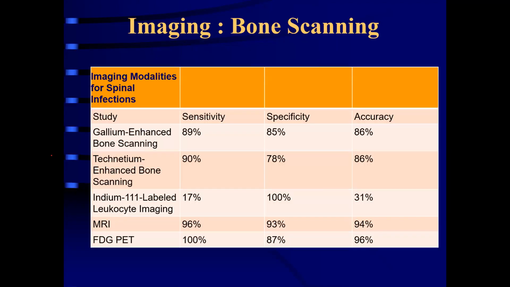So, these are the imaging modalities and the accuracy of this imaging. You can see that MRI has 96, 93, and 94%, and it's very close to the PET scans, 100, 87, and 96%.